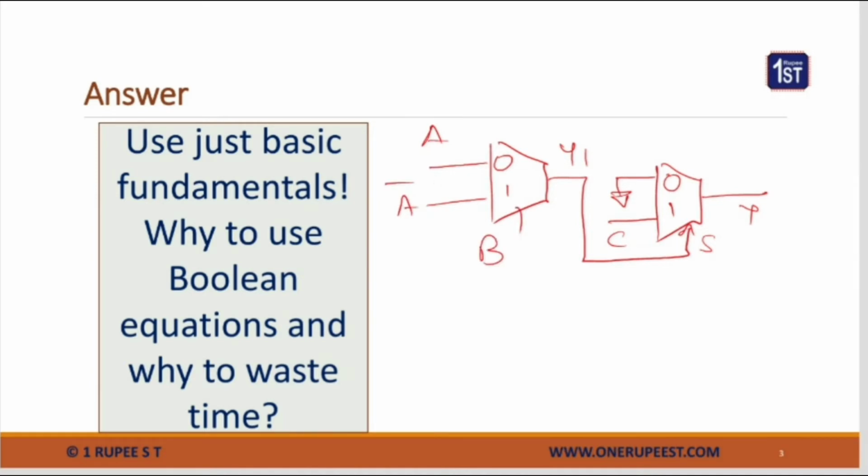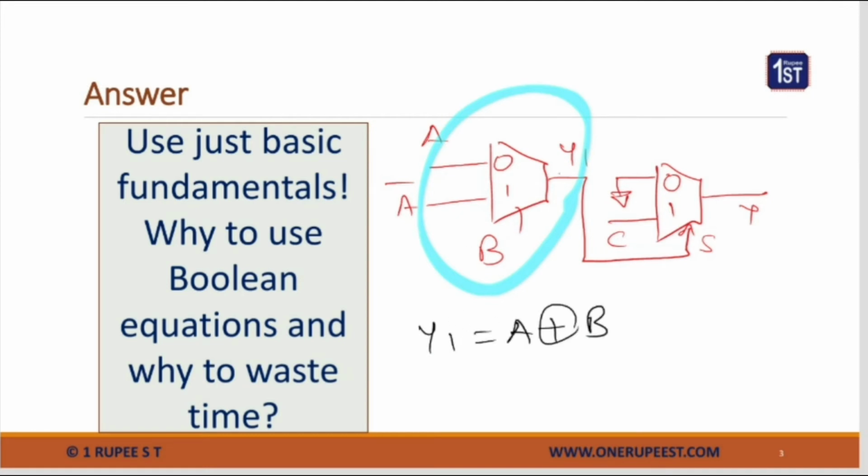So now here, without Boolean simplification, how can we do this? We can do this in a very small amount of time. Don't compute anything for this. Don't write a Boolean expression. Then you will ask how we can write the expression for this. Very simple. The zeroth input is connected to A, the first input is connected to A bar, the complement of A, and the select line is connected to B. So for this logic, Y1 is equal to A XOR B.